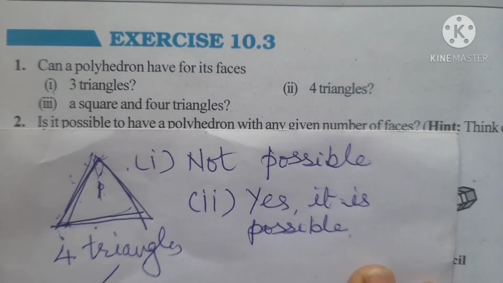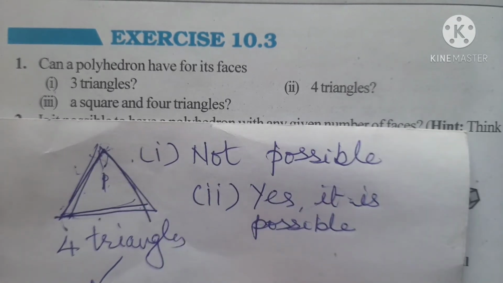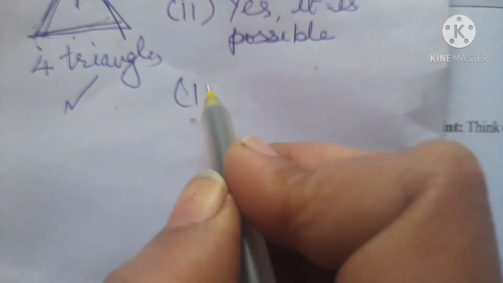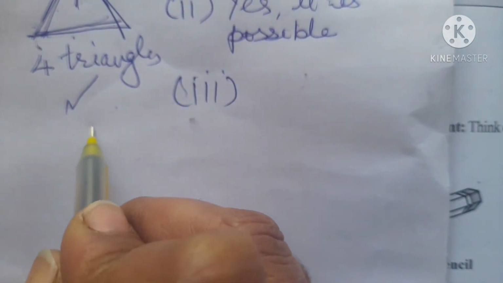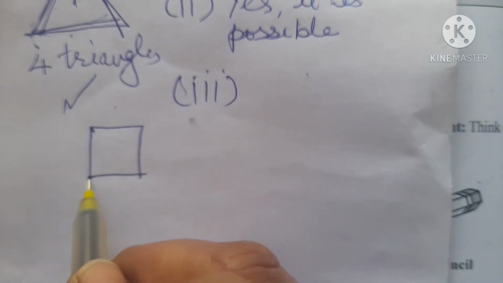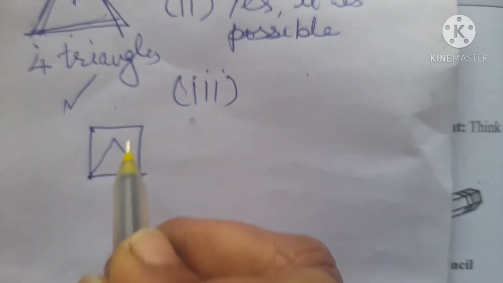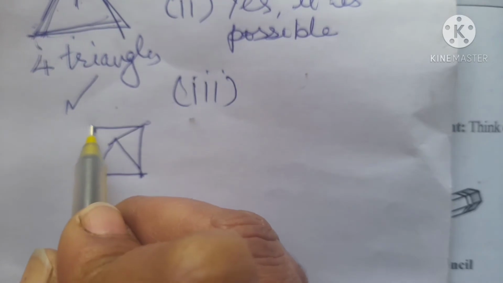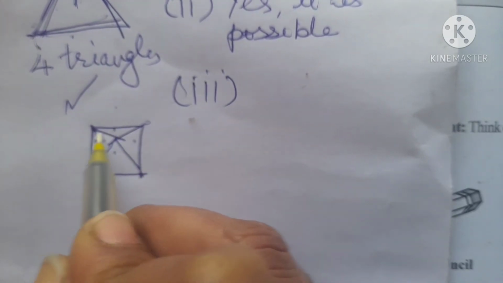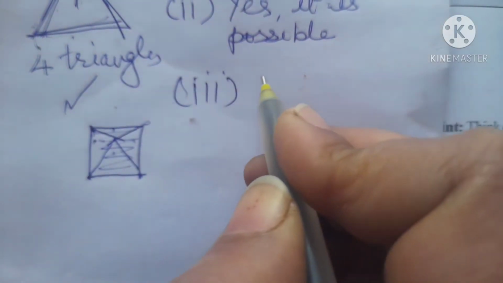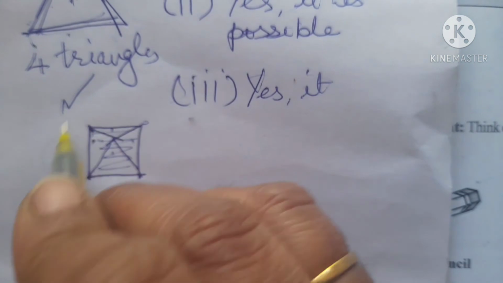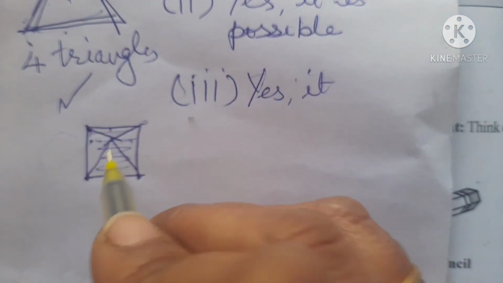Next is a square and 4 triangles. So if I draw a square, it has 4 edges. With one edge, I can draw one triangle, with another, the third and the fourth. So 1, 2, 3, 4 triangles and a square as a base. So yes, it is possible. And what figure do you get here? It is a square pyramid.